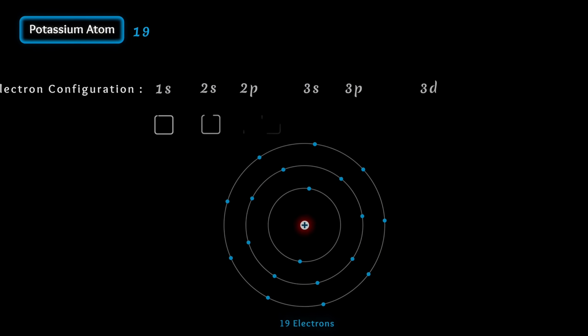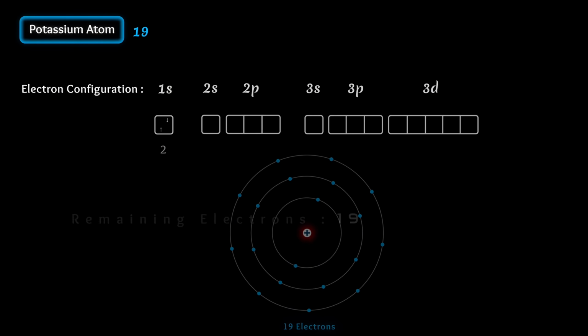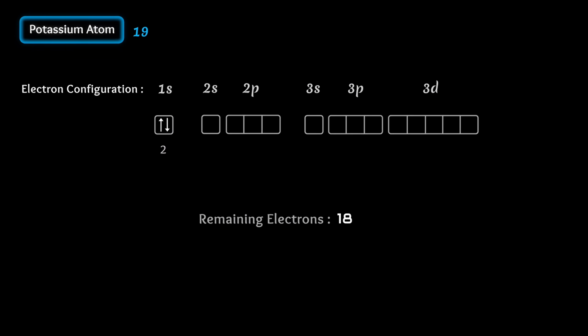It has 19 electrons. The first shell holds 2 electrons in the 1s orbital. The second shell holds 8 electrons, 2 in the 2s orbital and 6 in the 2p orbitals. This leaves 9 electrons. The third shell can hold up to 18 electrons, 2 in the 3s orbital and 6 in the 3p orbitals. Now 1 electron remains, and we might expect it would fill the 3d orbital. But the actual electron configuration of potassium is not like this.